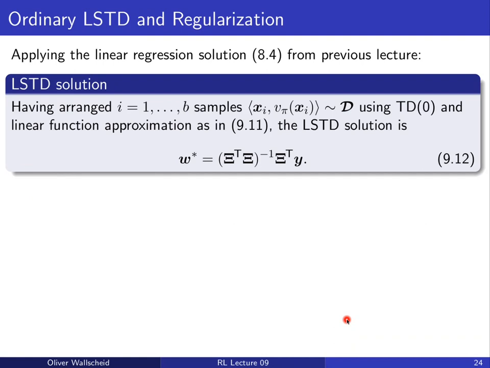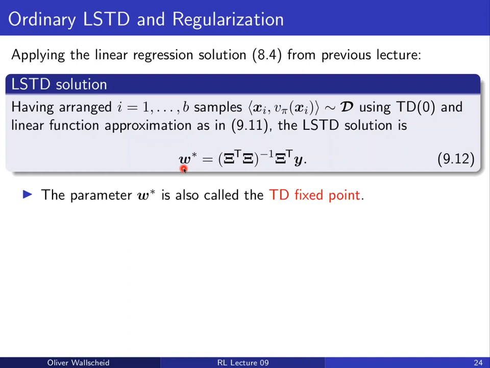And as you know from Wilhelm's last lecture on supervised learning, if we have a linear regression task, we can give directly the closed form solution by this formula 9.12. So basically we have that regressor matrix transposed times the regressor matrix, that inverse, times the regressor matrix transposed times our target vector. And with that equation, we then directly get W star in a closed form solution, and we don't have to apply any incremental learning steps, which is of course a very nice characteristic of LSTD, that we get W star right away in a closed form solution.